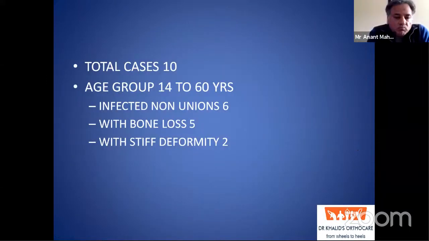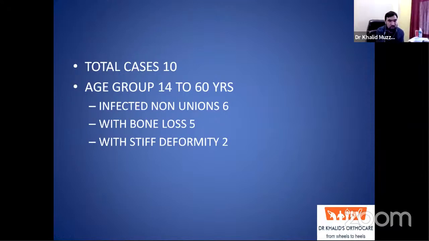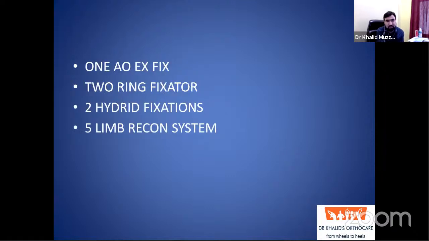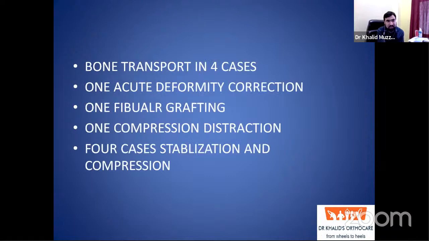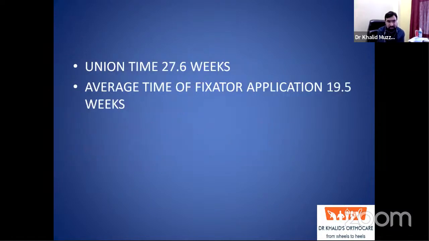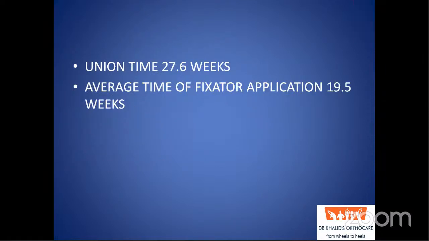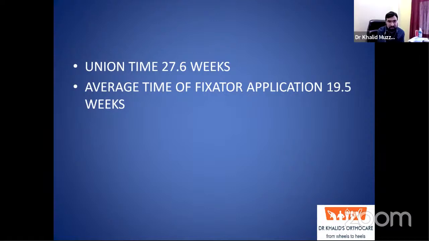In total, we have done around 10 cases in the last 3 years, age group from 14 years to 60 years. Infected non-union 6, with bone loss 5, with stiff deformity 2. One on AO fixator, 2 on ring fixators, 2 on hybrid fixations, and 5 limb reconstruction systems. Bone transport was done in 4 cases, 1 acute deformity correction, 1 fibular grafting, 1 compression distraction, and 4 cases of stabilization and compression. Union time was 27.6 weeks. Average time for fixator was 19.5 weeks.